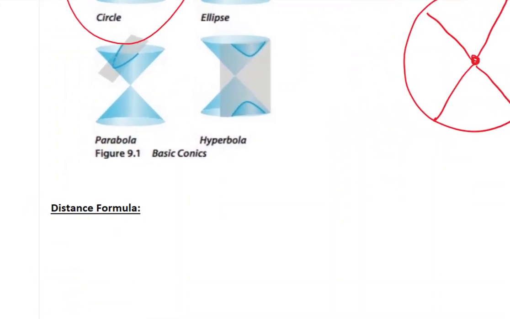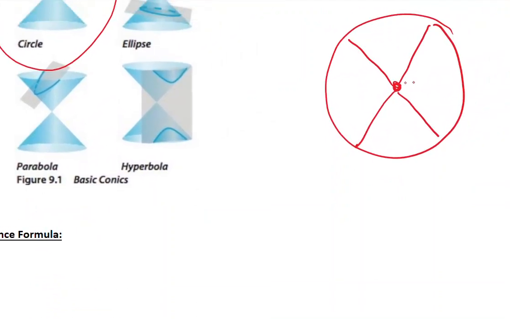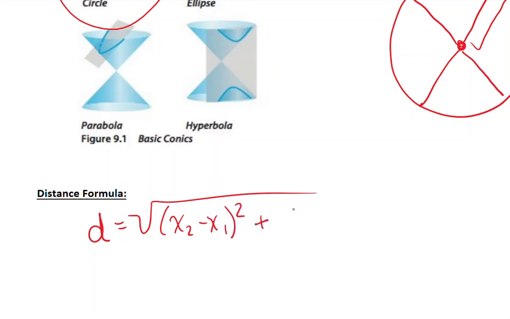Now, the radius is a distance, correct, from the center to the outside. We should know the distance formula. What is the distance formula? Square root. Okay. This is the distance formula.